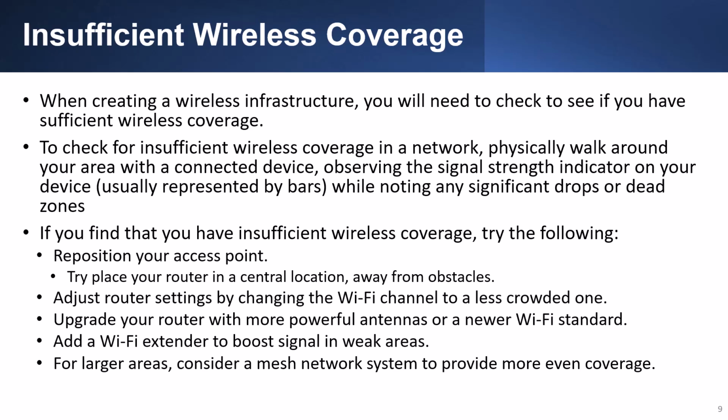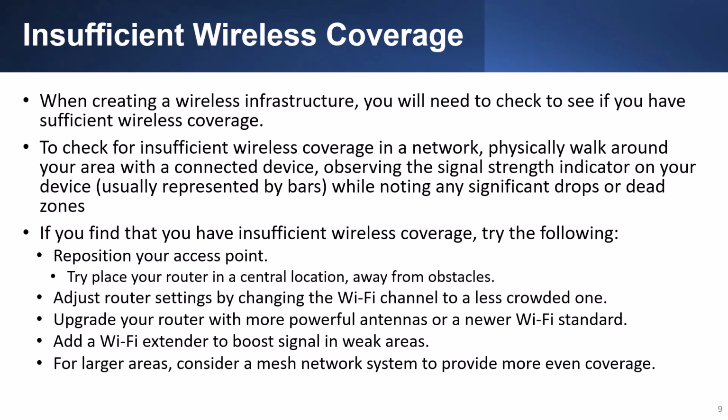When creating a wireless infrastructure, you need to check to see if you have sufficient wireless coverage. To check for insufficient wireless coverage in the network, physically walk around your area with a connected device, observing the signal strength indicators on your device, usually represented by bars, while noting any significant drops or dead zones. If you find that you have insufficient wireless coverage, try the following.